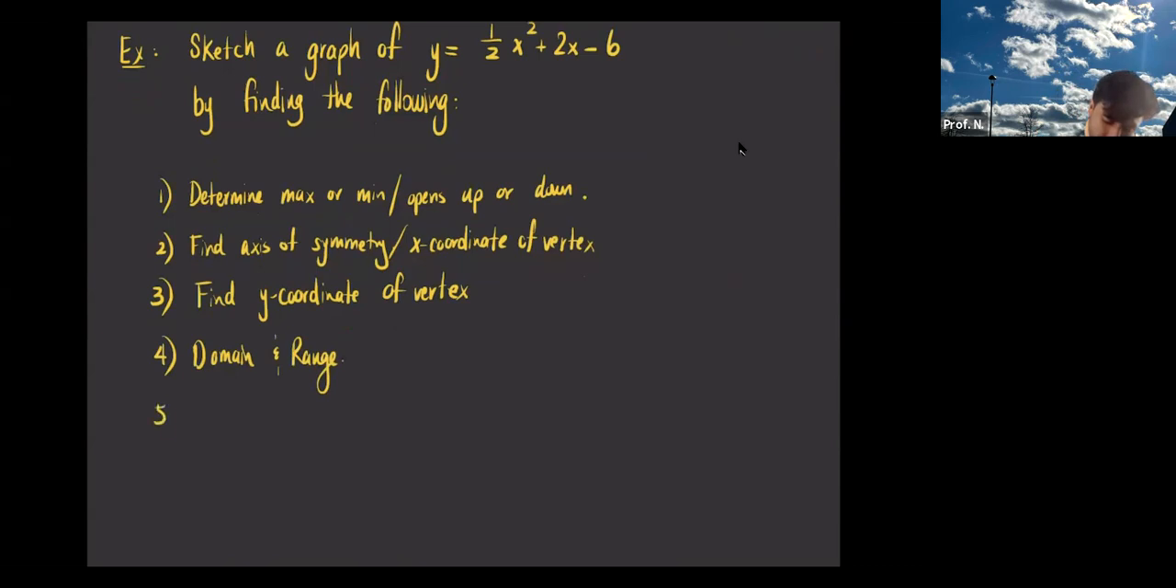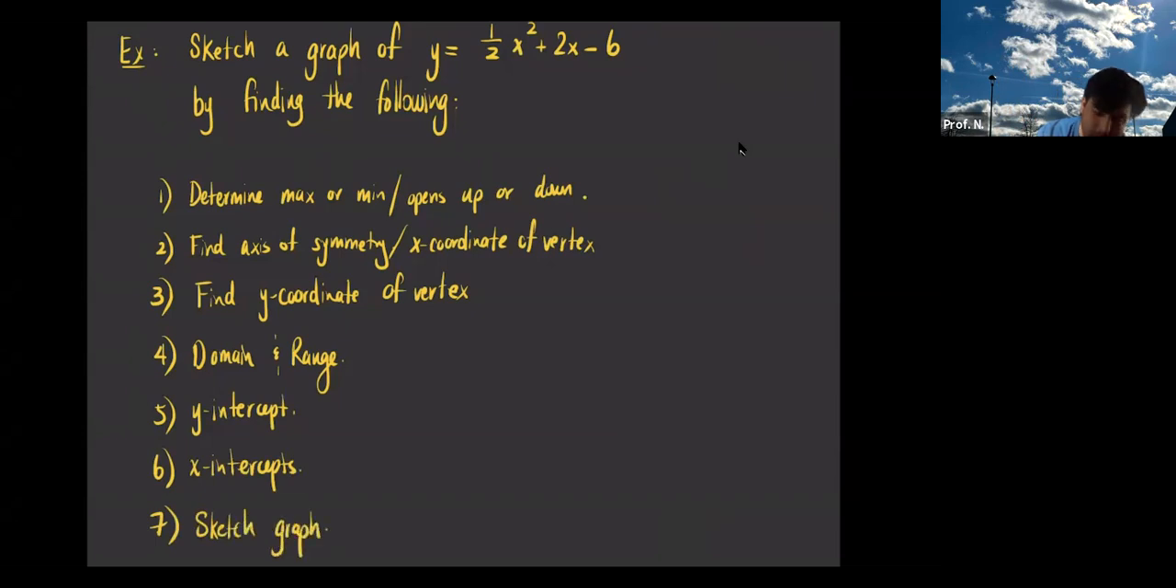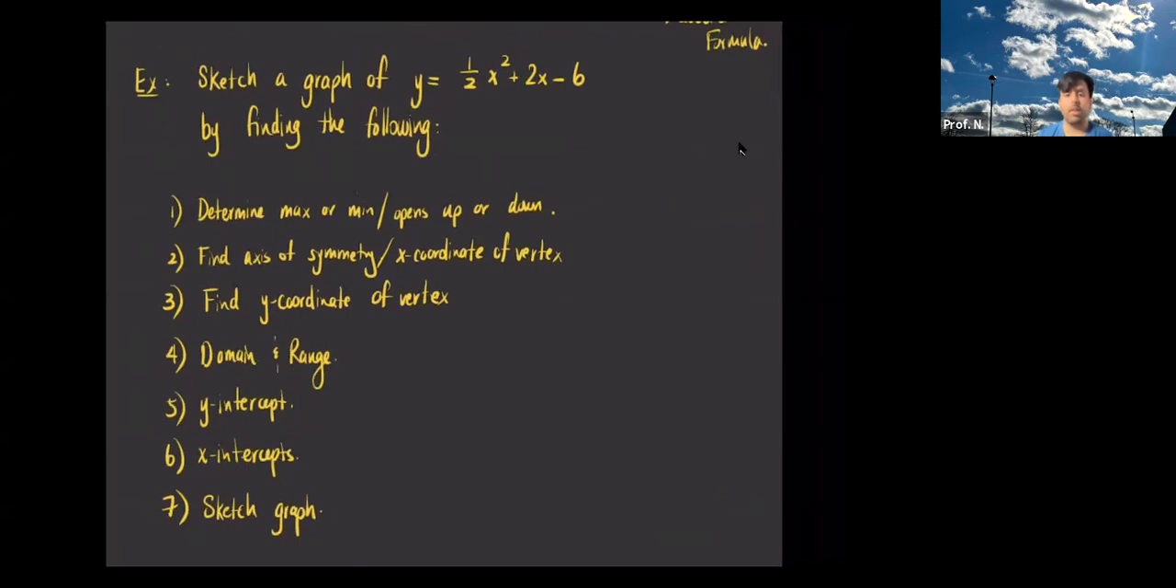The fifth thing is find the y-intercept. The sixth thing is find the x-intercepts. And then the seventh thing is put all the things together and sketch the graph. So these are all of the little items that you need to be able to find to give a good sketch.